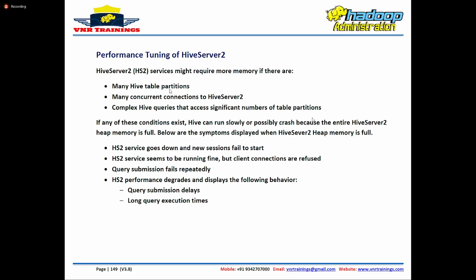So if any of these conditions exist, Hive can run slowly or possibly crash because the entire HiveServer2 heap memory is full. If you have too many partitions, many concurrent connections, or are accessing a large number of table partitions, then HiveServer2 either runs slowly or it may fail completely. So how do you identify whether HiveServer2 is running slow or not working properly?